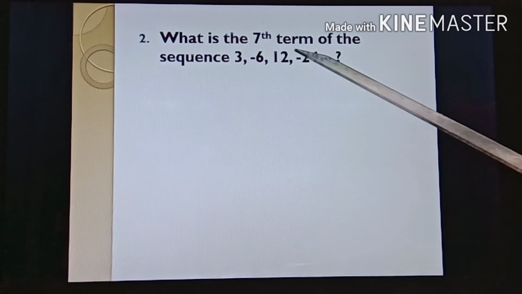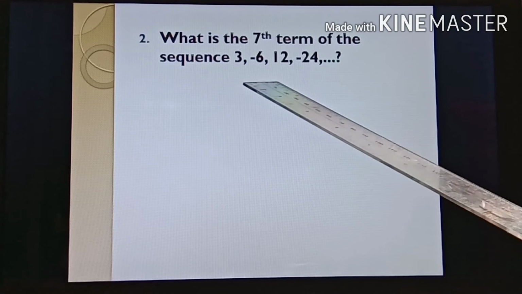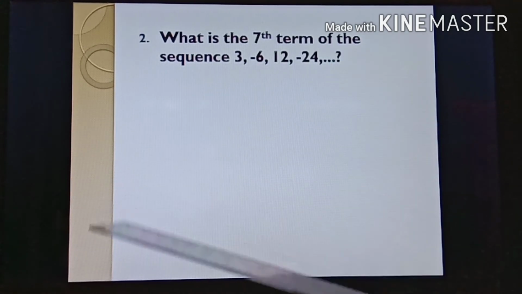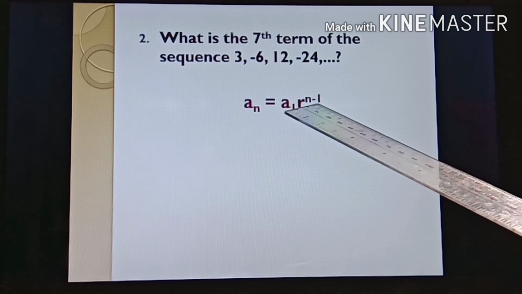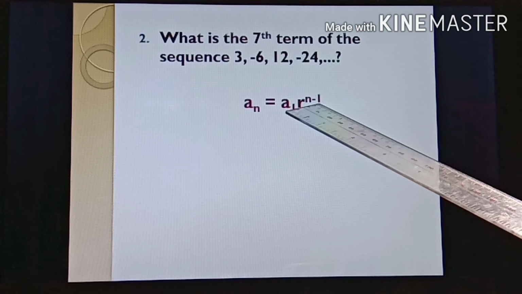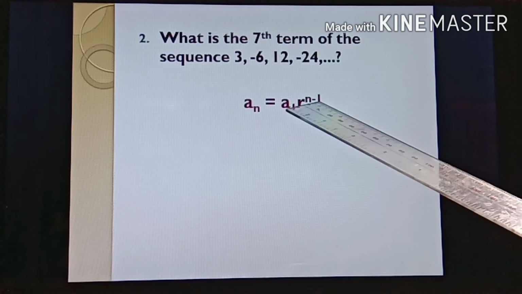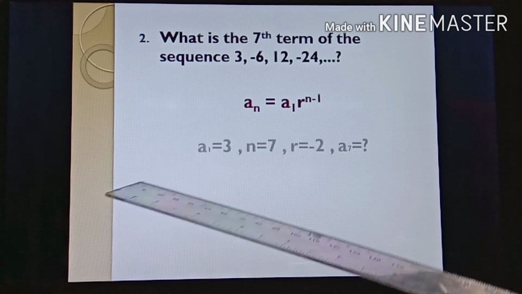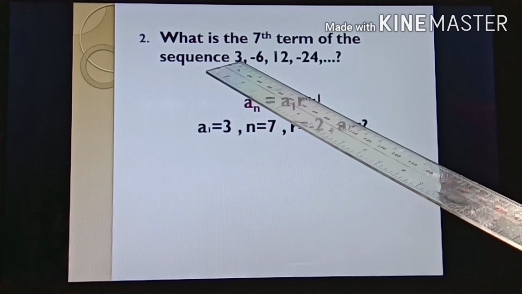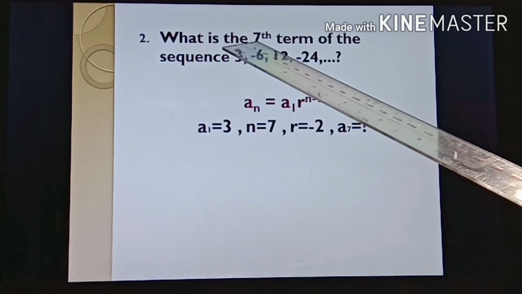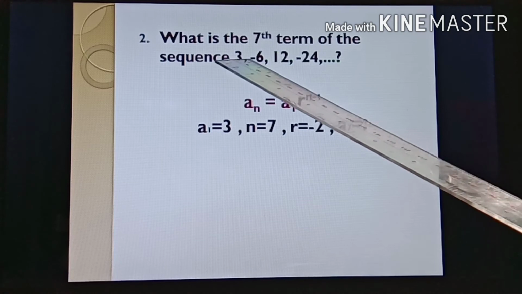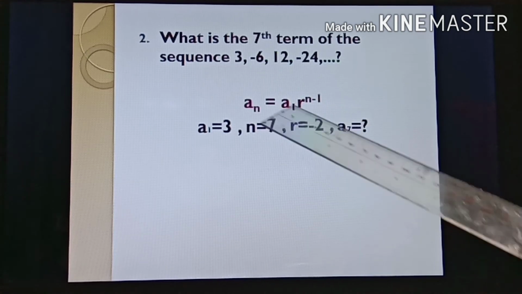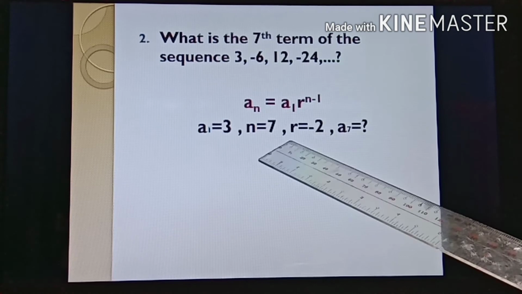Next, another example, number 2. What is the 7th term of the sequence 3, negative 6, 12, negative 24, so on and so forth? So the formula, a sub n is equal to a sub 1 times r raised to the n minus 1 power. First, we are going to find the values of a sub 1, r, and n. So a sub 1 is 3 because the first term is 3. n is 7 because we are going to find the 7th term. r is negative 2 because I simply divide negative 6 by 3. That's why negative 2. Pwede rin na 12 divided by negative 6. Same lang din ang result na negative 2.